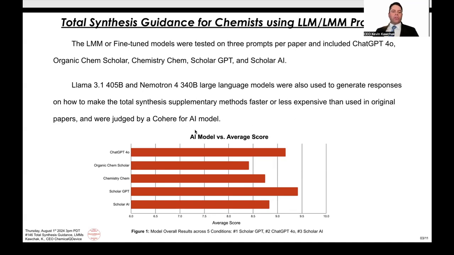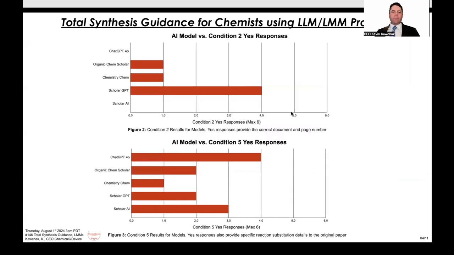And the results basically is the Scholar GPT, which is a fine-tuned version of some ChatGPT variant. It tended to have the best across all of the different conditions, and I'll get to the conditions in a second here. And then ChatGPT 4.0 was number 2, and then we see Scholar AI. And unfortunately, the two chemistry models did the worst based on my prompts, right? So that doesn't mean that they're not good at chemistry. It just means that for the specific things that I was asking for, other models tended to do better.